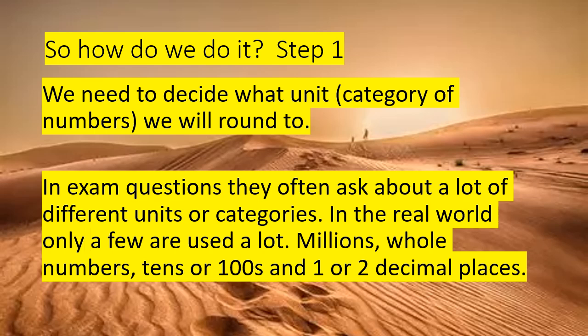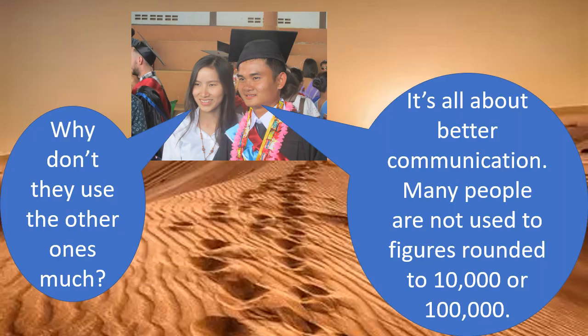So how do we do it? Step 1, we need to decide what unit or category of numbers we will round to. In exam questions, they often ask about a lot of different units or categories. In the real world, only a few are used a lot. Millions, whole numbers, tens or hundreds, and 1 or 2 decimal places. Why don't they use the other ones? It's all about better communication. Many people are not used to figures rounded to 10,000 or 100,000.